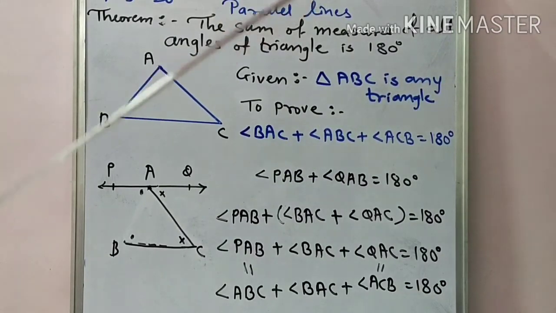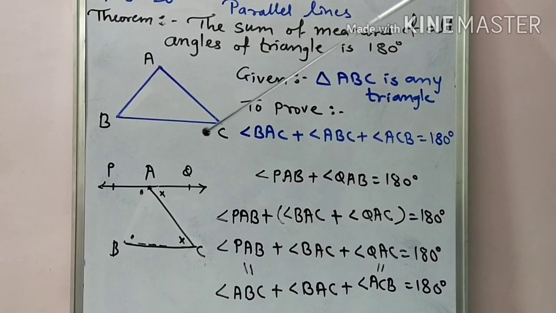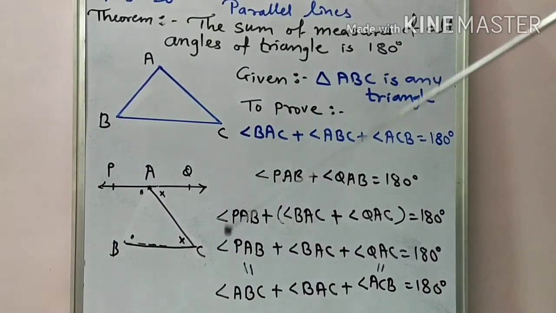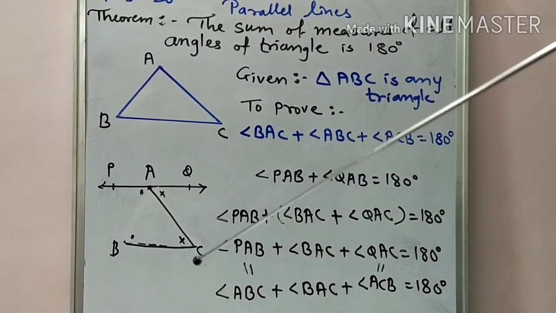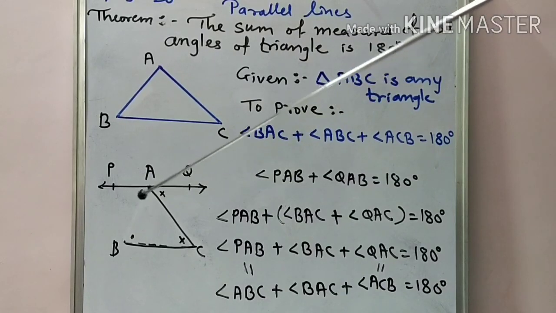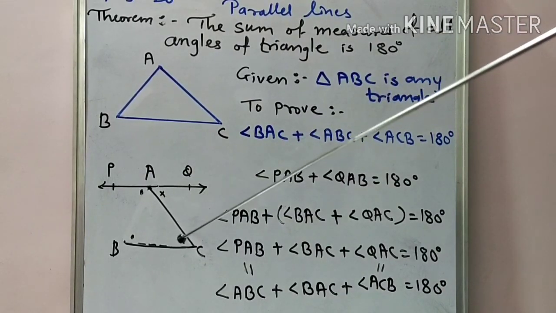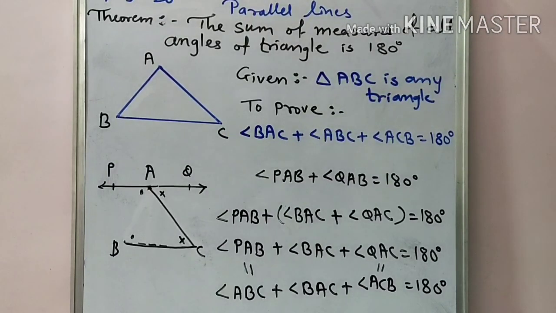Means the construction part is important here. What you have to do is draw a line parallel to side BC which passes through vertex A. Okay, but to prove or to write down the steps in the proof, what we do here, first we write down the alternate pairs of angles and we take the addition of them. Okay, so pay attention here to how to represent the proof of this theorem.